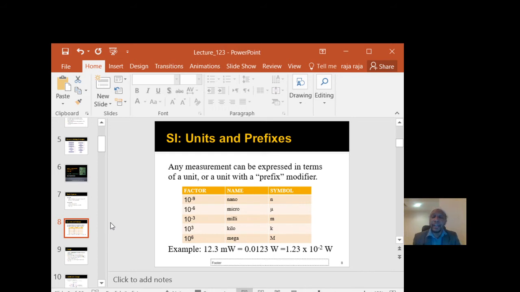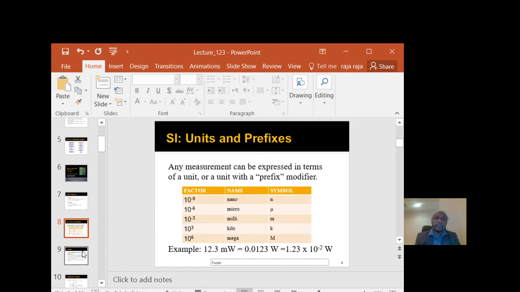So how do we convert these factors? For example, given 12.3 milliwatts, which is a unit of power, how do I convert it to watts? It's very simple. We already know milli means 10 power minus 3. If you multiply 10 power minus 3 with 12.3, you get the result 1.23 times 10 power minus 2 watts. This way we can convert from one factor to another factor value. So these are the SI units and prefixes with their symbols.